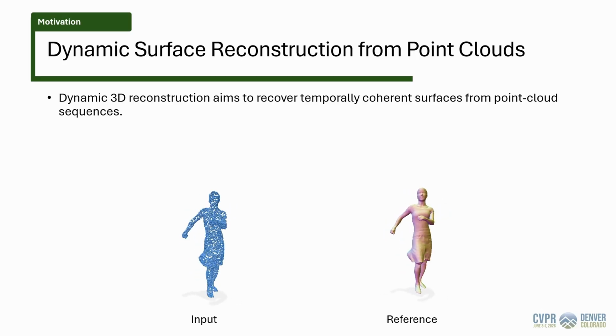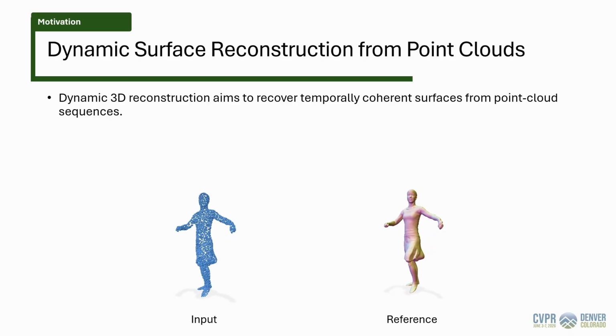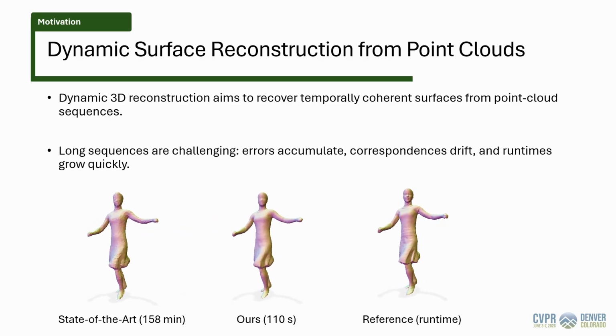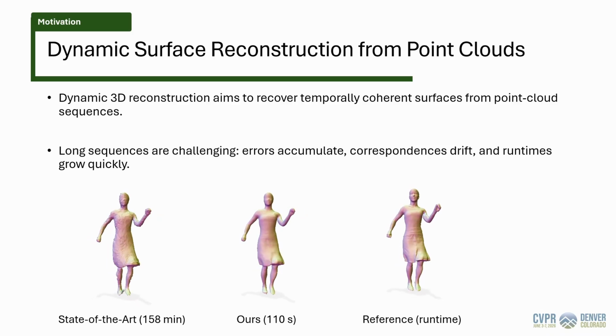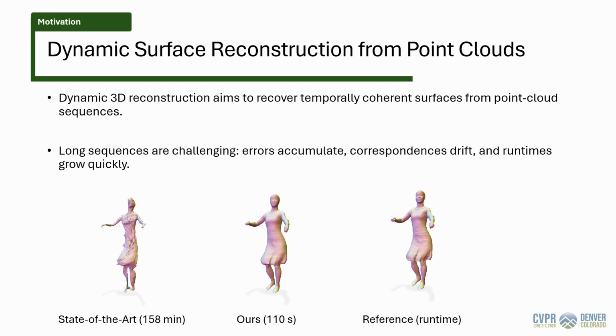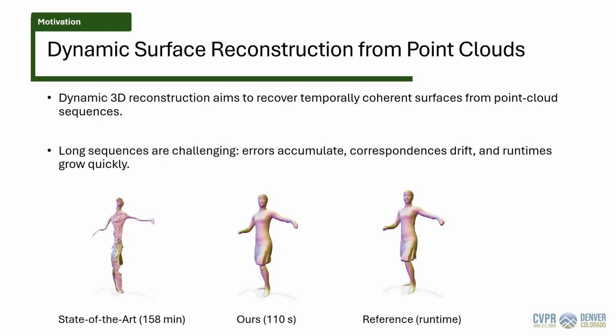Given a sequence of unstructured point clouds over time, we want to recover a coherent surface representation that follows the motion of the observed object. This becomes especially challenging for long sequences. Errors can accumulate over time, correspondences may drift, and many existing optimization-based methods become very slow as the sequence length increases.